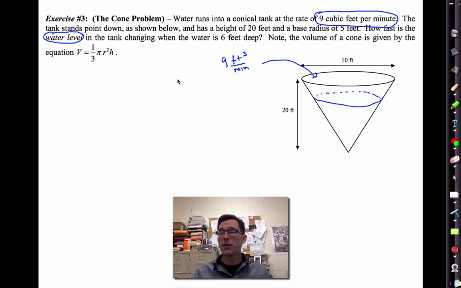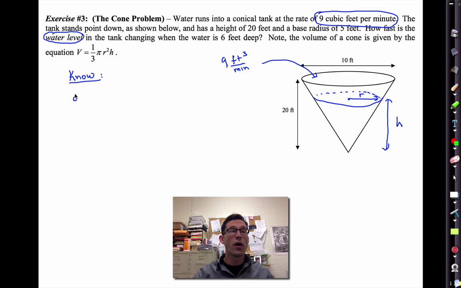That's the thing I'm going to put variables on. So in other words, this cone of water has a height of h, and it has a radius of r. So what do we know? How do we translate this as a rate? Pause the video and write down a rate as a derivative.